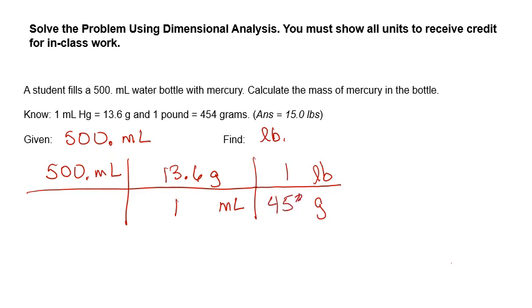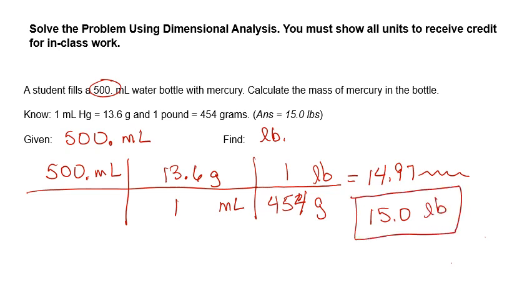and 1 pound is 454 grams. And if we do the math on this, this is equal to 14.97 and so on. We should have 3 significant figures, so it's going to round to 15.0 pounds. All right, that is your final example.